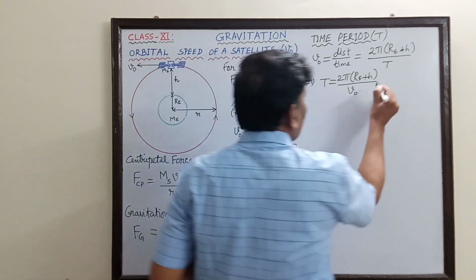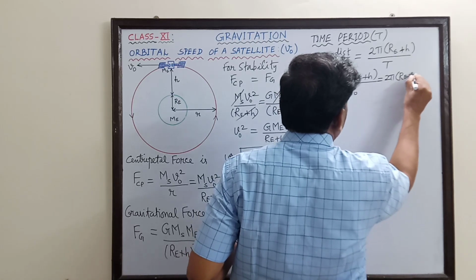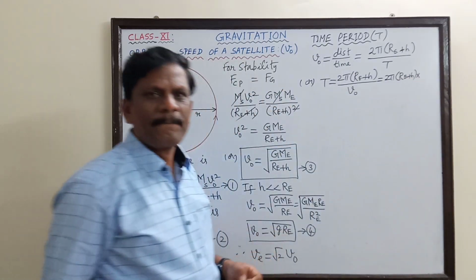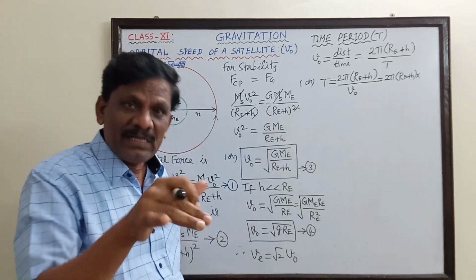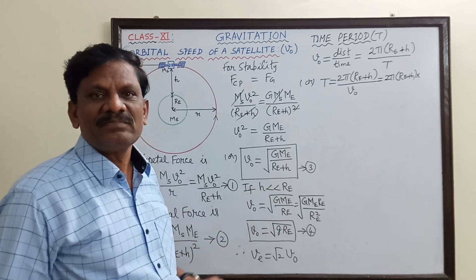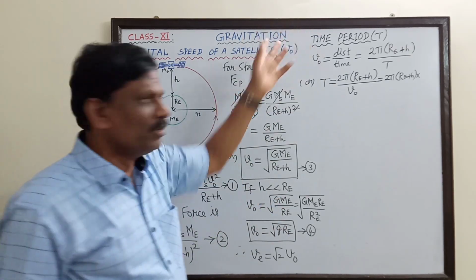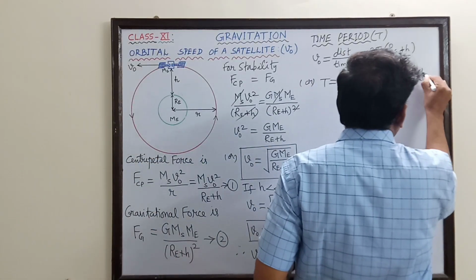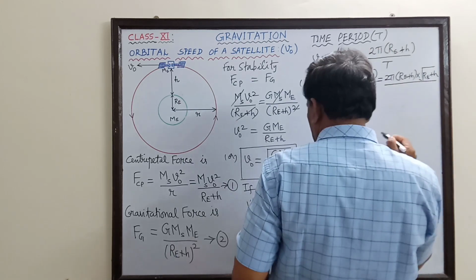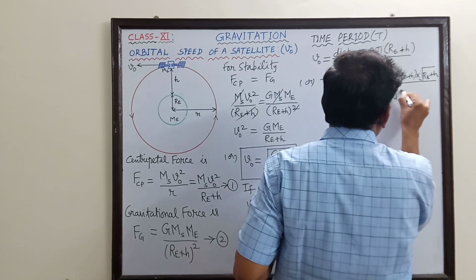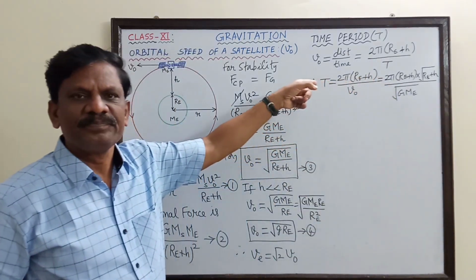So this also can be written as what? 2 pi into (Re plus H) into... Instead of dividing by V orbital, I can also multiply by the reciprocal of V orbital. Is it not? So that the square root of (Re plus H) will come to the numerator. So into square root of (Re plus H) divided by square root of GME. Is it right, you see?